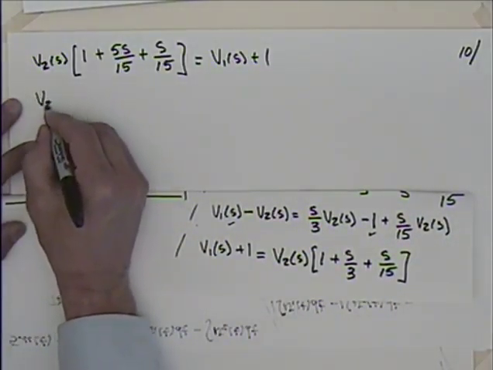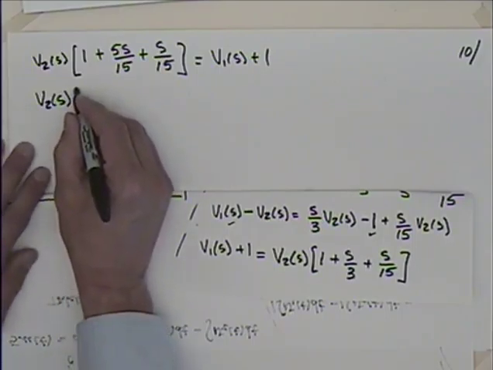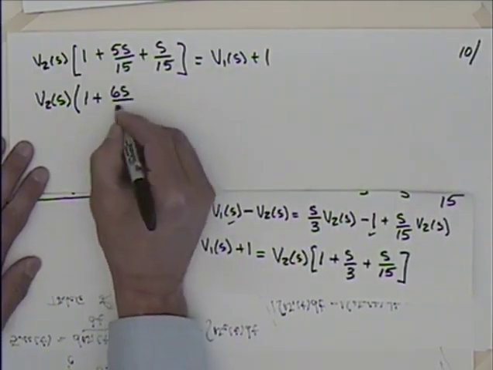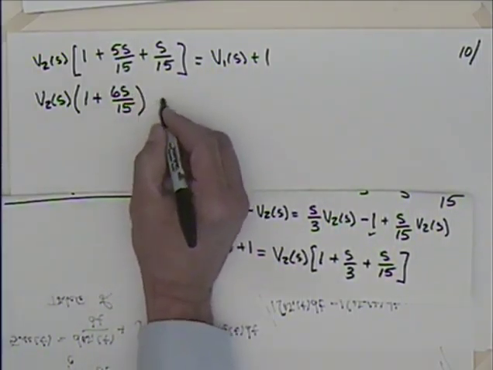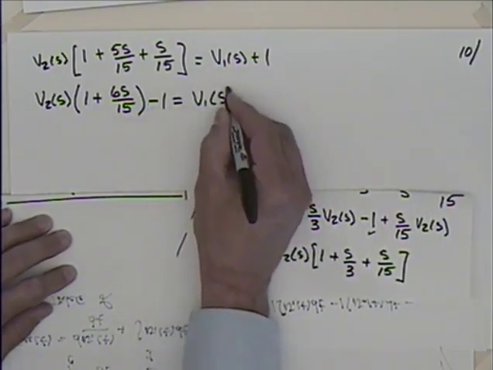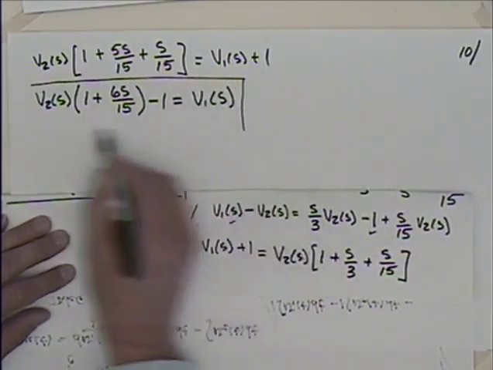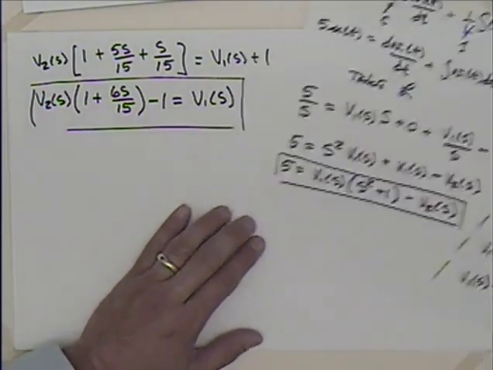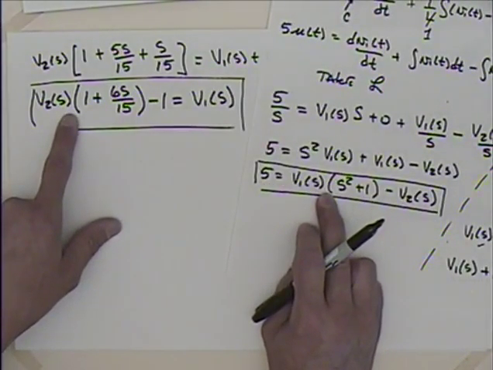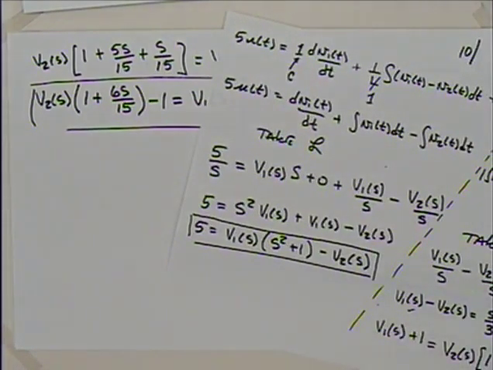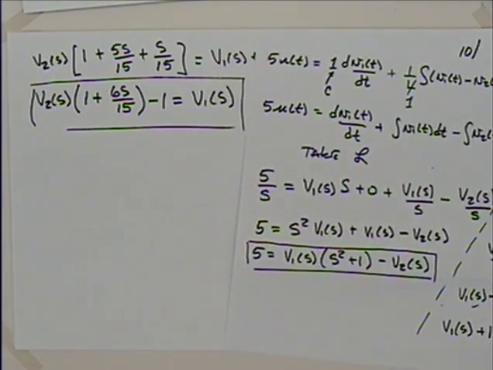So I could say that I have V2 in the s times 1 plus 6s over 15, kind of an odd term, but I think that's correct. Take this 1 over here, so I'll have minus 1 is equal to V1 in the s. So that's a nice expression, particularly when I come back and look at it combining with this. I essentially now have two equations and two unknowns, V1 and V2. So the nice thing about the Laplace transform is I can work multiple equations of them. So let's finish this up.